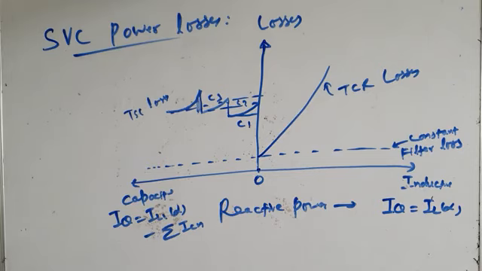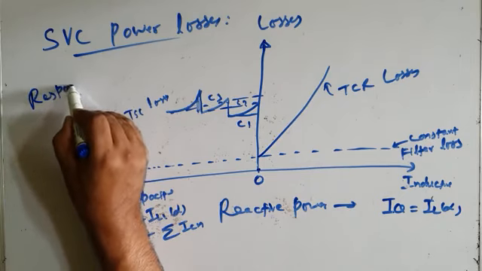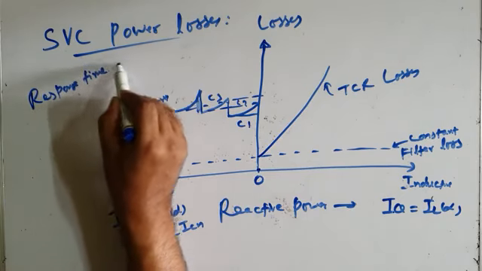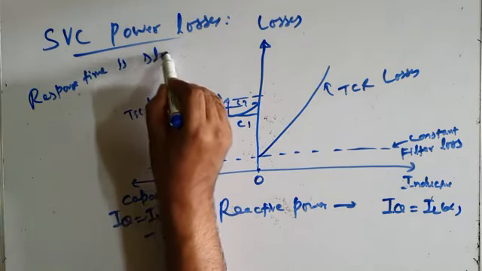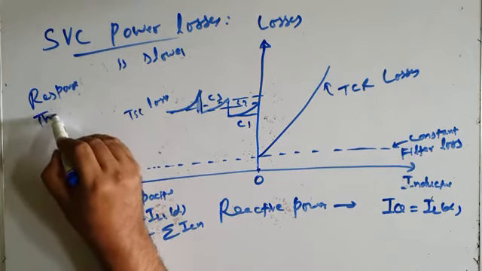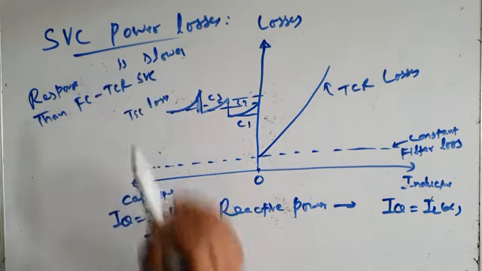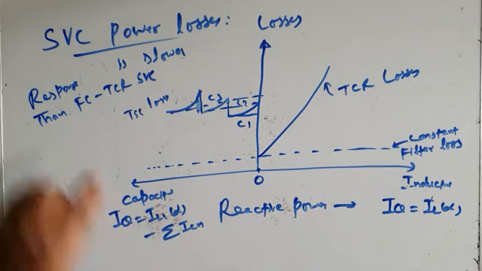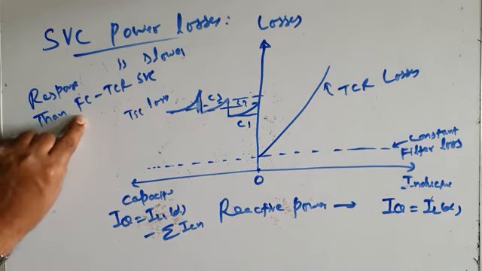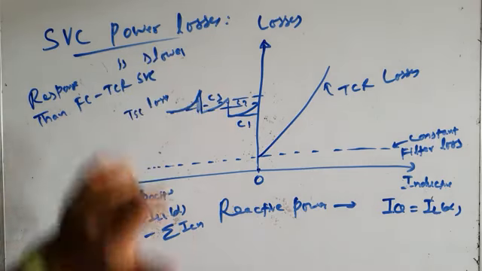So therefore that's all about this response. As far as response time of this type of SVC is concerned, its response is slower than FC, TCR, SVC, because in FC, TCR, SVC, capacitors are permanently fixed. Here capacitors are switched in through TSC branch.